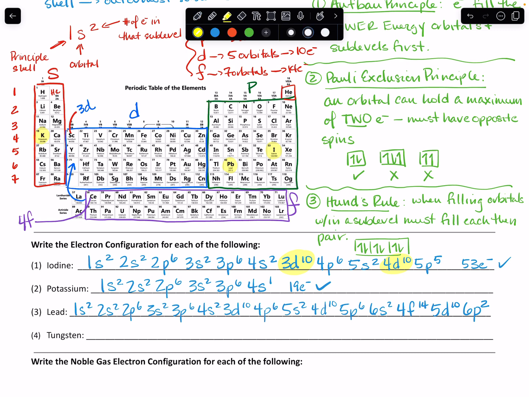All right, so again, make a note, 3d10, 4d10, 4f, 5d. I know it's confusing, but you just have to practice, okay? Now, if we count everything up, we get 82 electrons, which is what we expect.